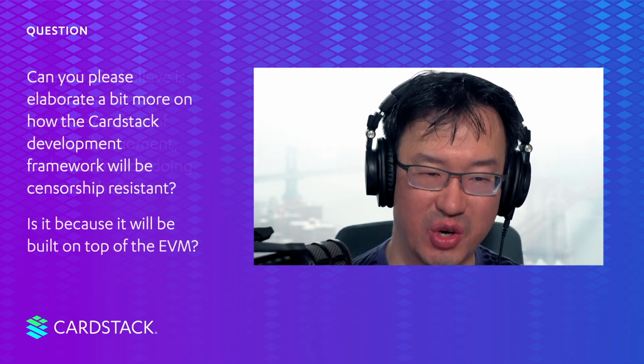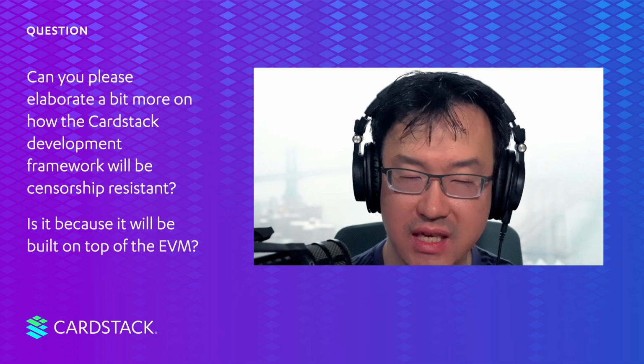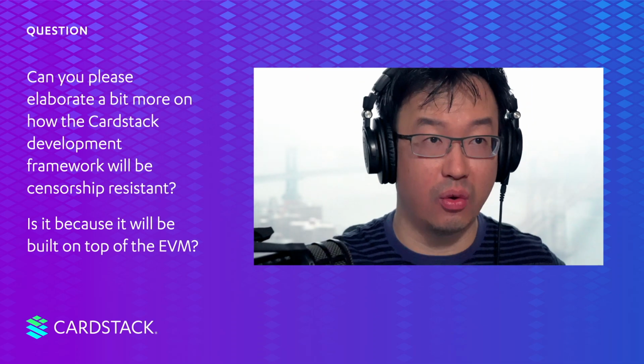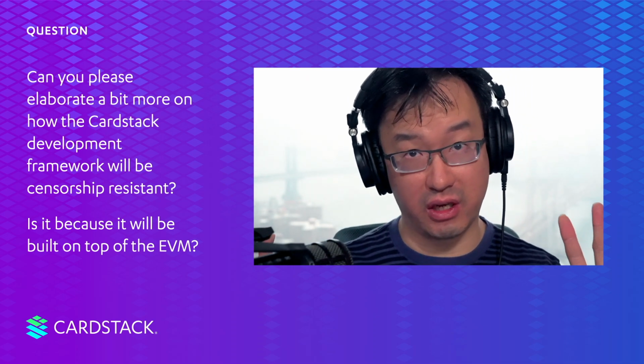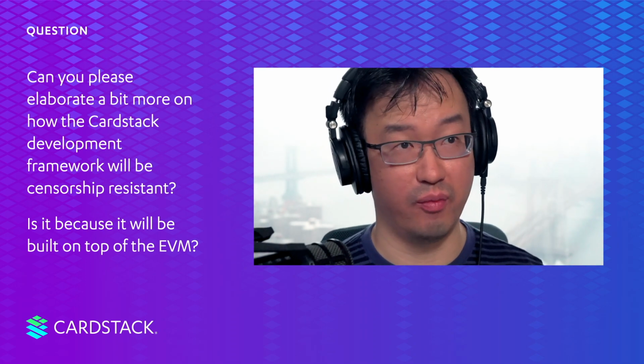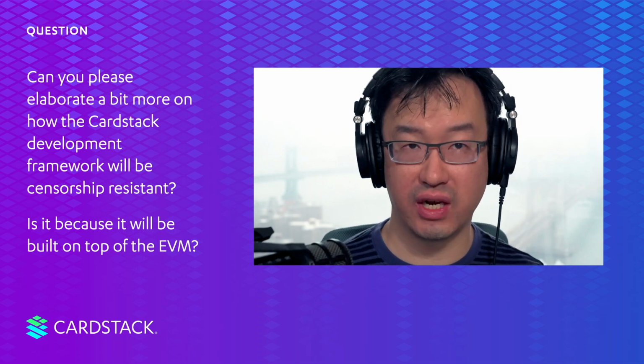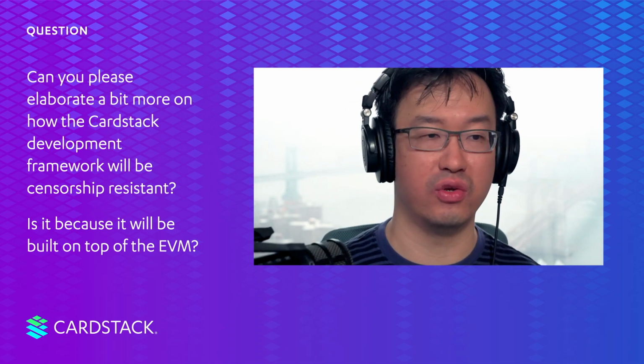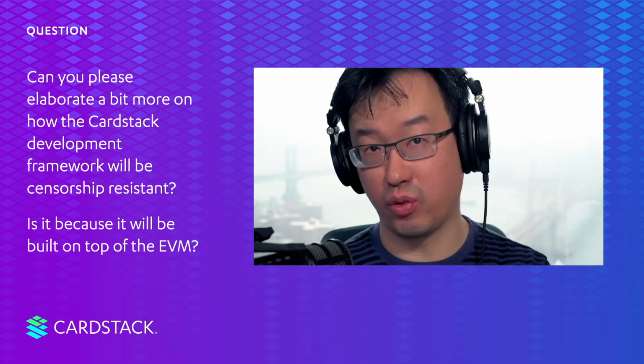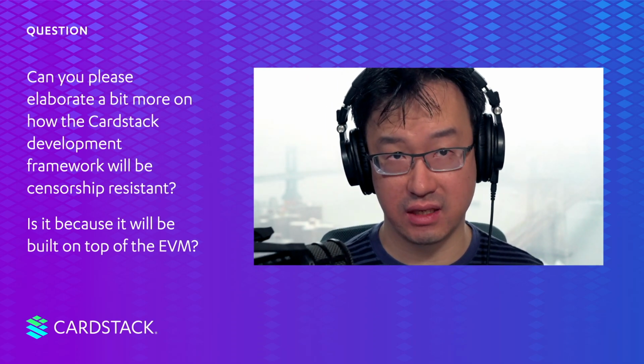The second question is actually a good one. Can Cardstack be censorship resistant? So this is a tricky thing. The development framework is censorship resistant because it's naturally an open source framework. Like I use React, I use Ember, I use Node.js, I use Python, I use Django, I use Ruby on Rails. Those are open source frameworks, and Cardstack is also an MIT licensed open source framework.